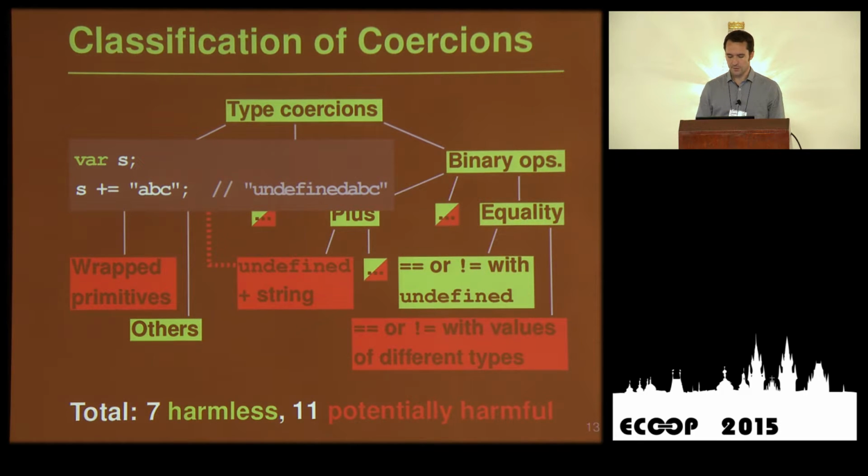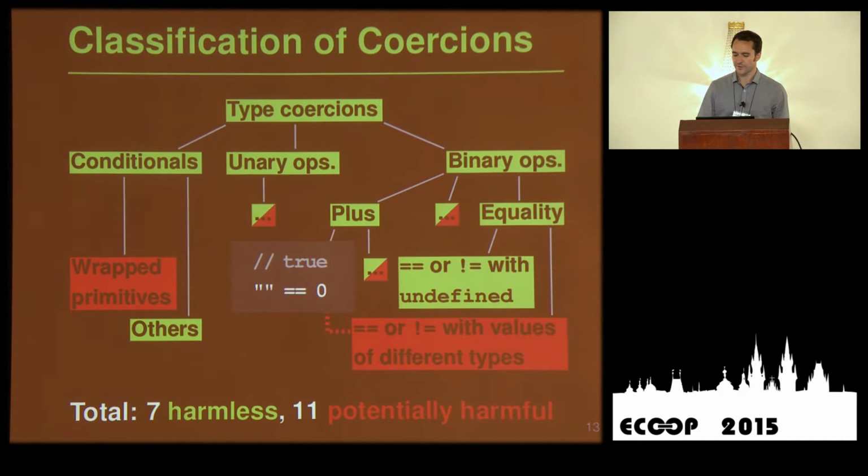So this is also potentially harmful, and what we also classify as potentially harmful is comparisons with the equal or not equal operator if the two values have different types. And the reason here is that the semantics for this comparison is very complex, so there's a long list of rules that explains what happens in this case, and probably most developers do not fully understand the semantics.